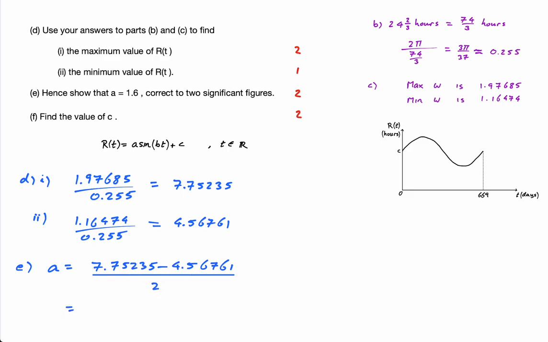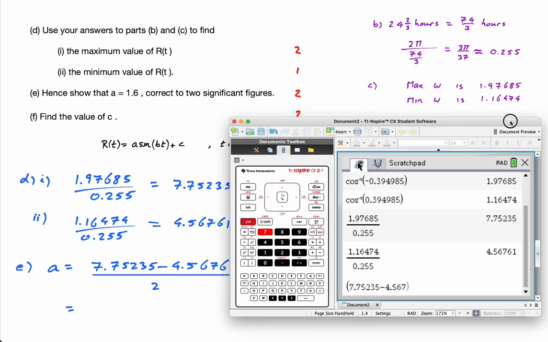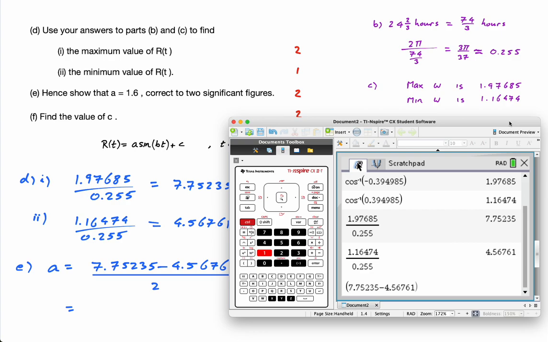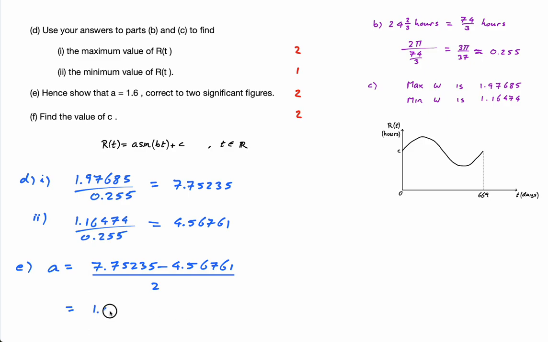And that is 7.75235 minus 4.56761, divided by 2, which gives me 1.59237.